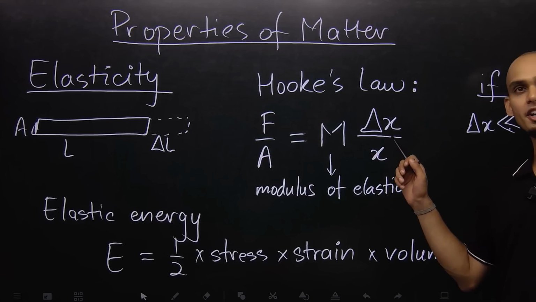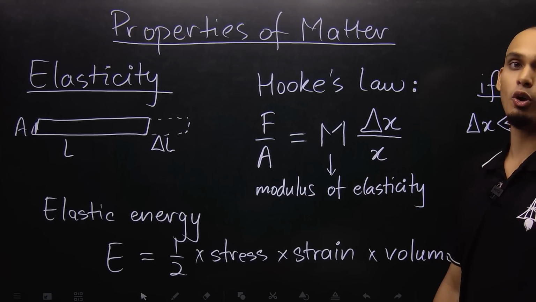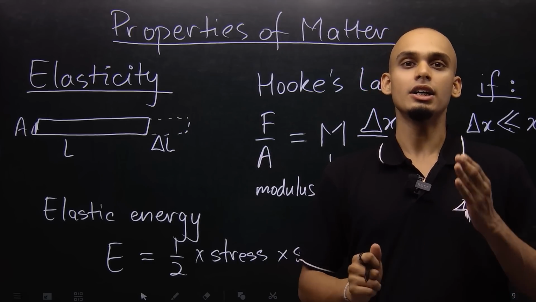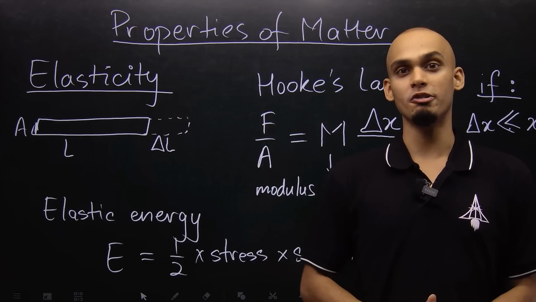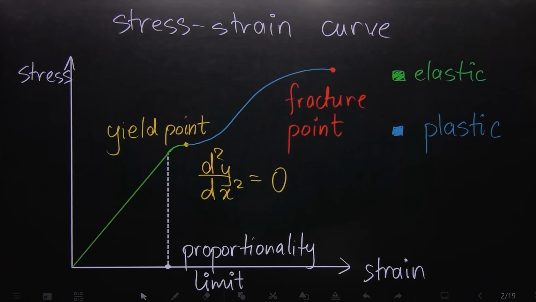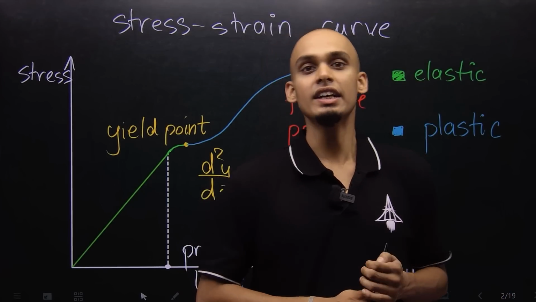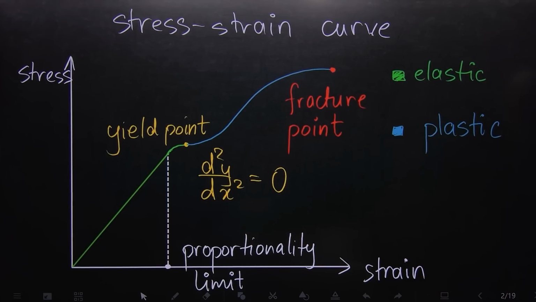Remember, depending on the kind of strain that we are exerting, the modulus of elasticity will also be different. Young's modulus for linear expansion, shear modulus for areal disturbance, and bulk modulus for volumetric expansion or contraction will have different values. And if the assumption for Hooke's law, that is the strain is very small, is broken, then the behavior of stress with strain can be detailed using such a curve.